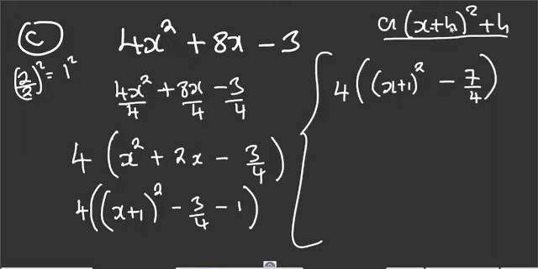Okay. Now, you can see they want us to express in this form, where x plus h in brackets squared is the only one in brackets. But here we've got these other brackets. So how do we get rid of these outside brackets? We should expand with this 4. So 4 times x plus 1 in bracket squared, we'll get 4, then x plus 1 squared minus 4 times 7 over 4. We'll just get a 7. So this is our answer.